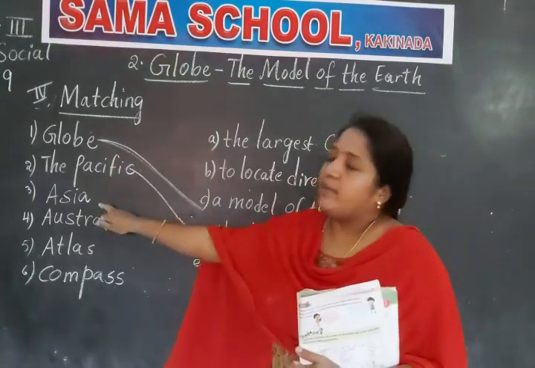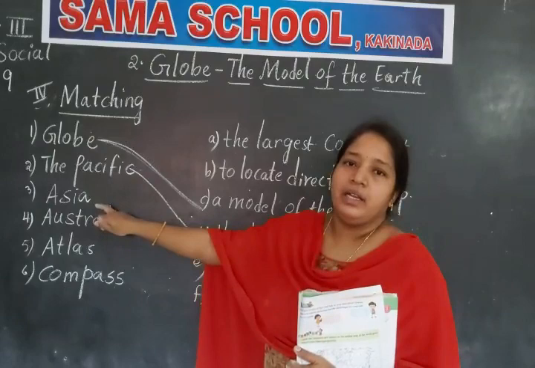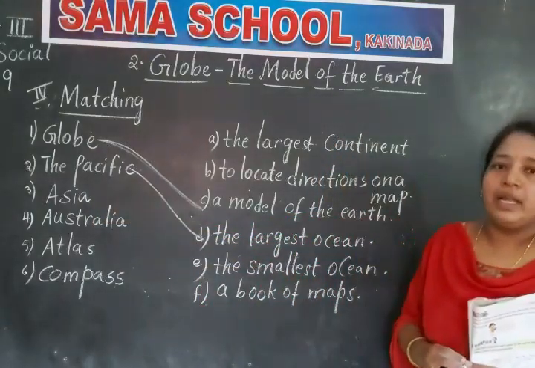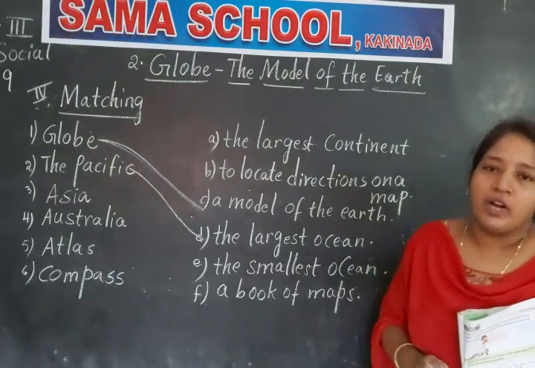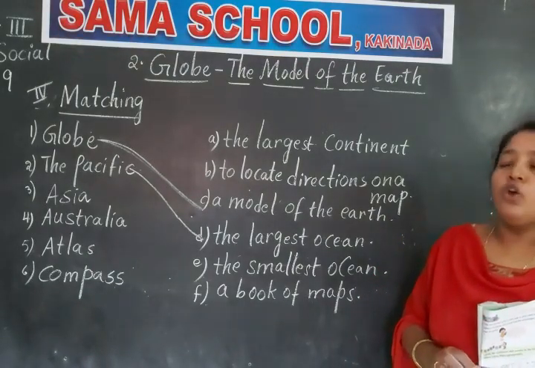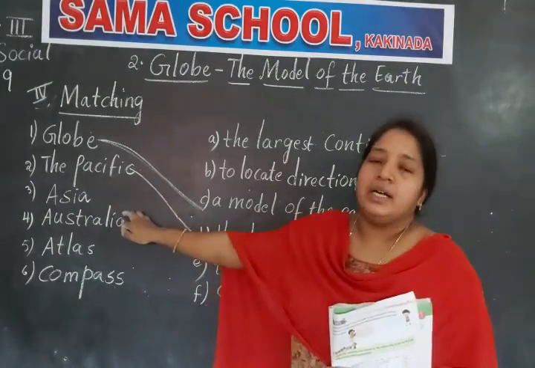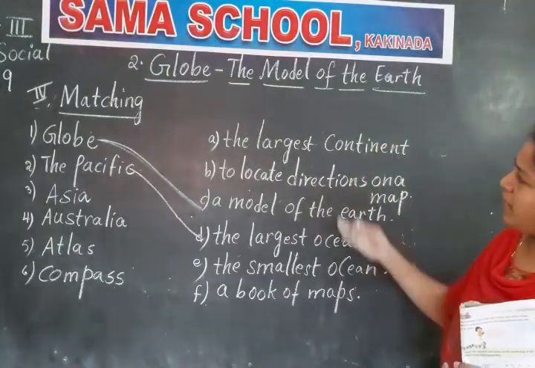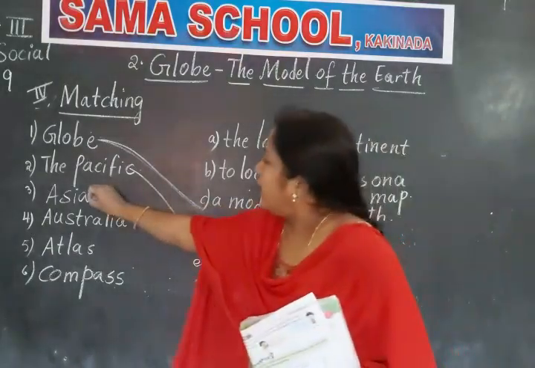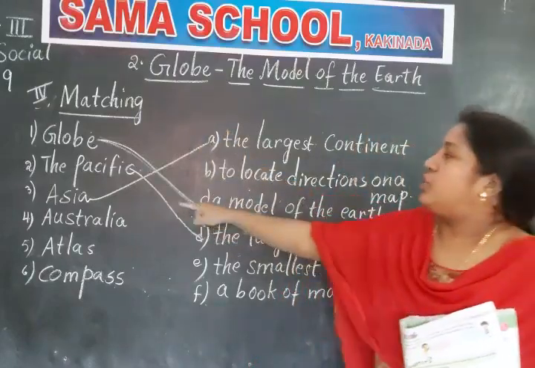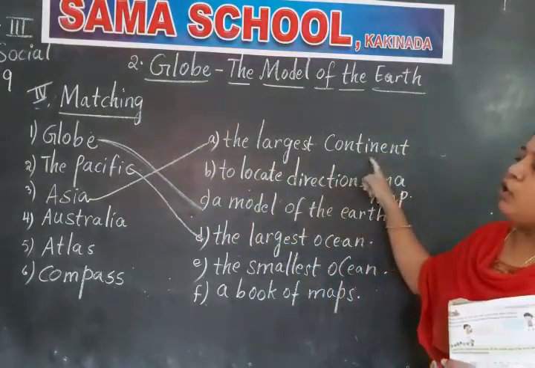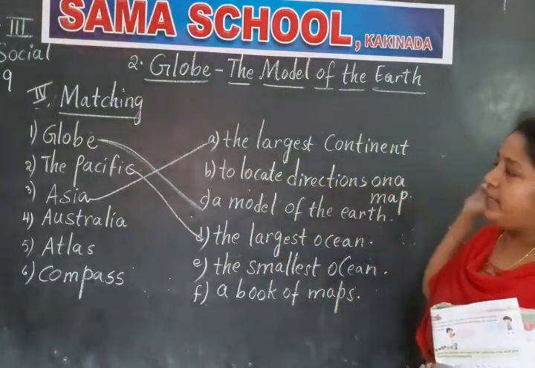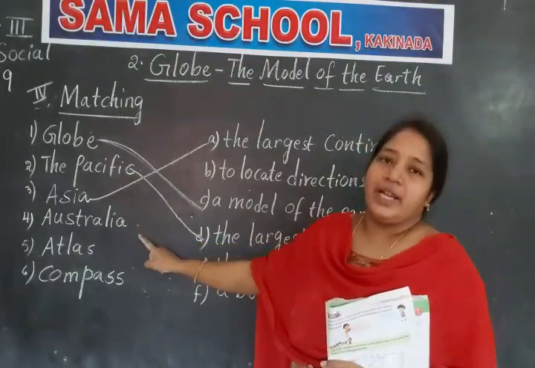Next one, Asia. So Asia comes under continent or oceans? Continent. Yes, the large land forms are called continents. And how many continents we learned? There are 7 continents. And Asia is the largest continent on the earth. See where is the statement? The largest continent here. So Asia, the largest continent.